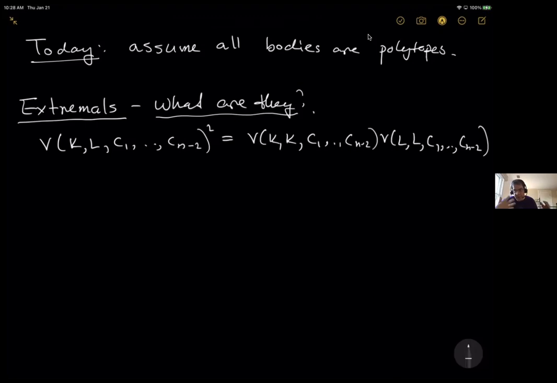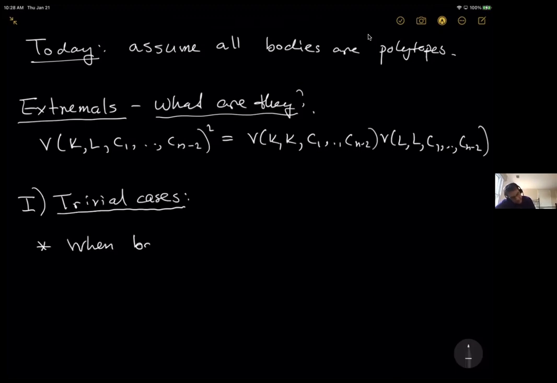There are a few easy cases. Let me call them the trivial extremals. They're trivial, but they're still important. So what are the trivial cases? The first trivial case is when both sides are zero. This is a special case that has to be handled separately. This is the trivial case of the inequality when both sides are zero.